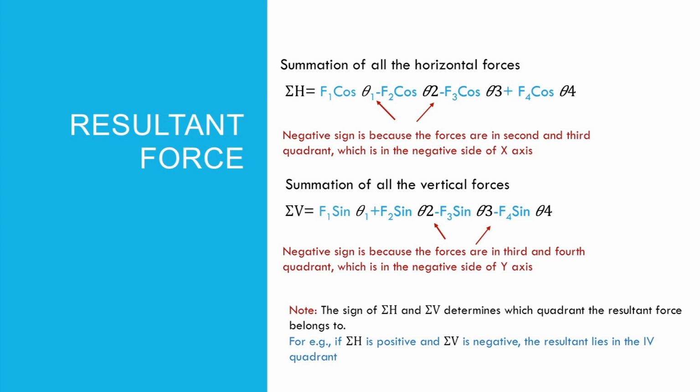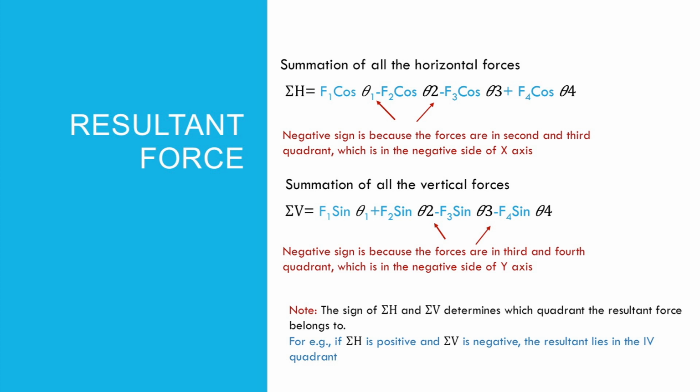It might be positive or negative. The positivity and the negativity of these values will give us the idea of where the resultant force is lying, that is, in which quadrant the resultant force is lying.